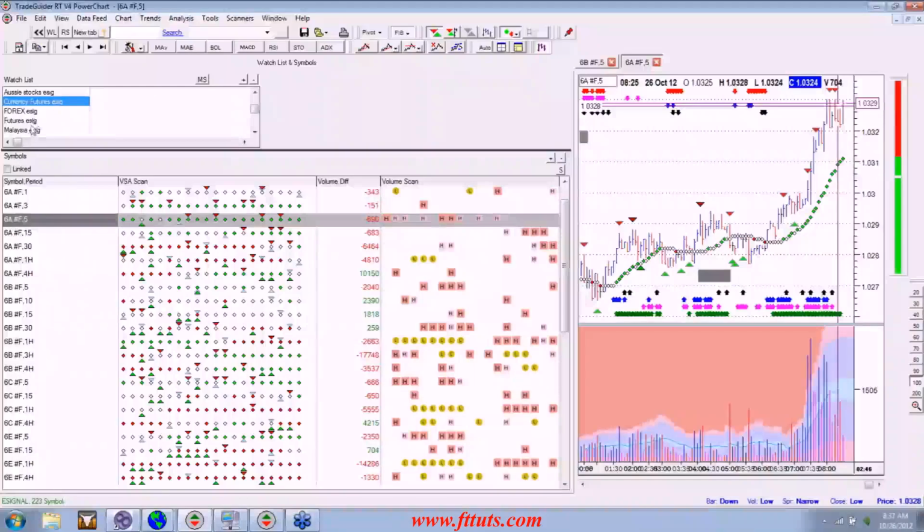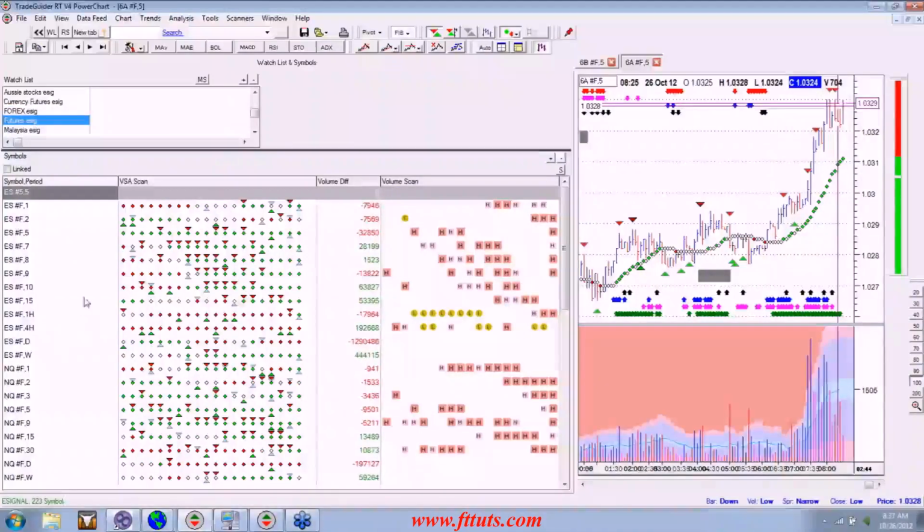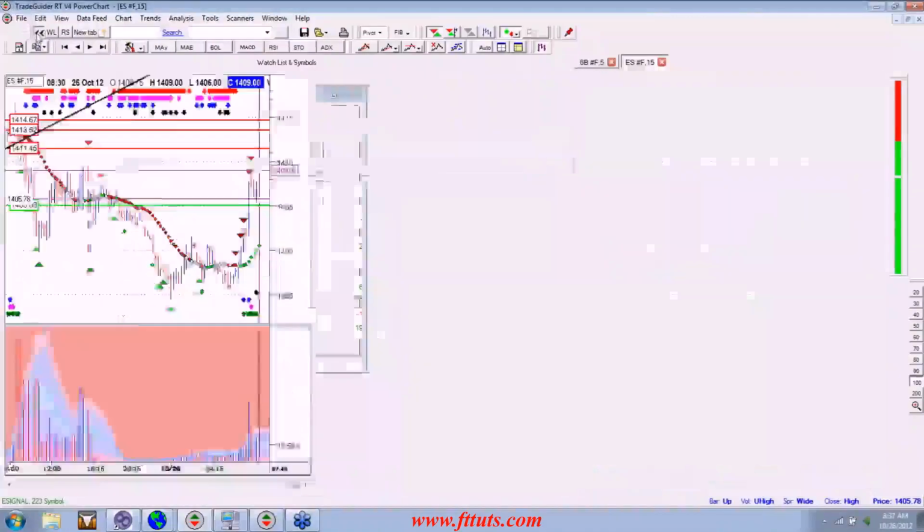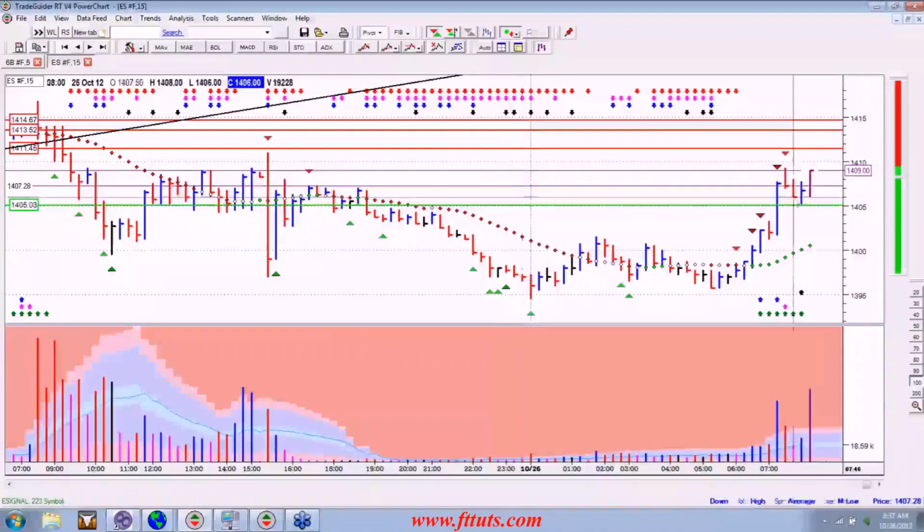Right. Let's go and look at the 15-minute chart of the S&P now. Both David and Tom thought this was going to go up. I haven't got an entry on here, but it is going up and it's pushing up a little bit higher. I think that's probably what the Aussie might do.